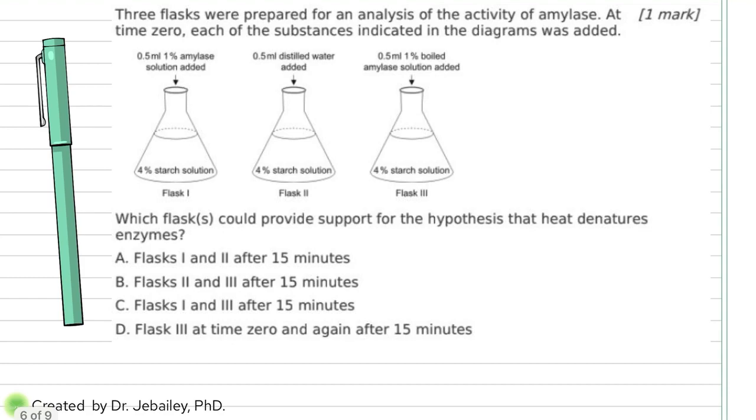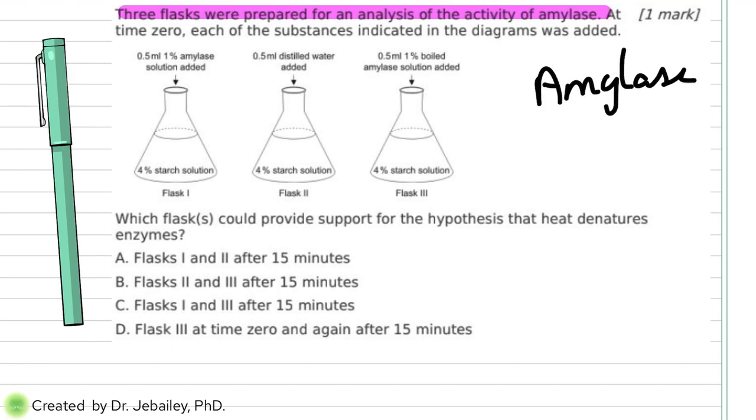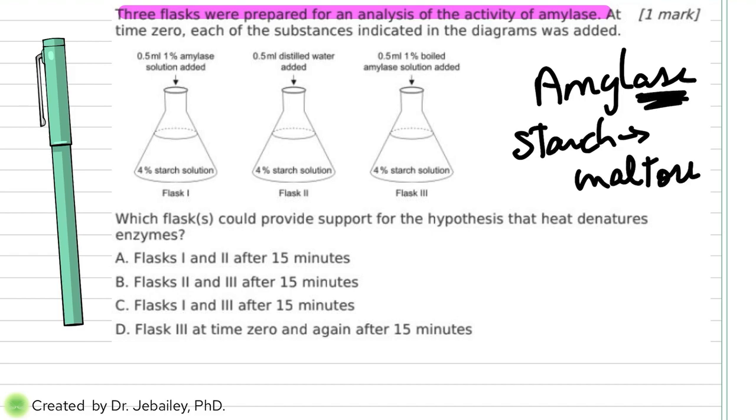Now, in this question, we have 3 flasks. These 3 flasks were prepared for analysis of the activity of amylase. So the enzyme we're using here is amylase. When you start to read that question, already start thinking, what is amylase? Oh yes, amylase breaks starch into maltose. And you can see that the ASE ending means it's an enzyme. So you already understand that amylase breaks starch into maltose.